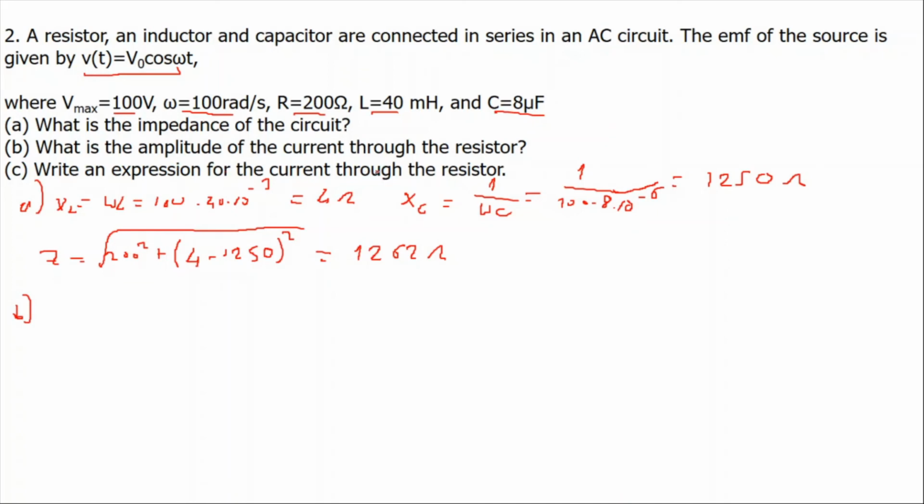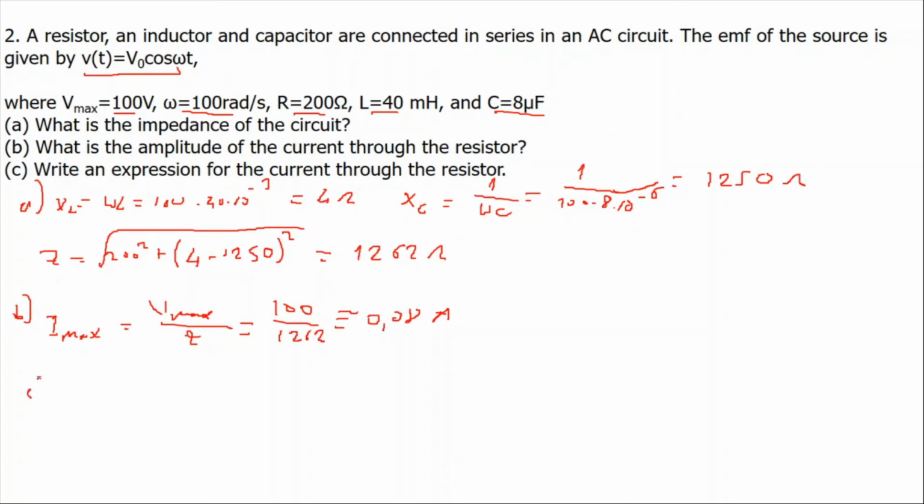What is the amplitude of the current through the resistor? The amplitude of the current means what is the maximum current. Now we know that Imax, maximum current, is equal to Vmax divided by Z, and the maximum value of the voltage was 10 volts divided by Z, calculated as 1262, and calculating this one will give us 0.08 amperes. And this value is the same for all circuit elements. The maximum current through all circuit elements will be equal to 0.08 amperes.